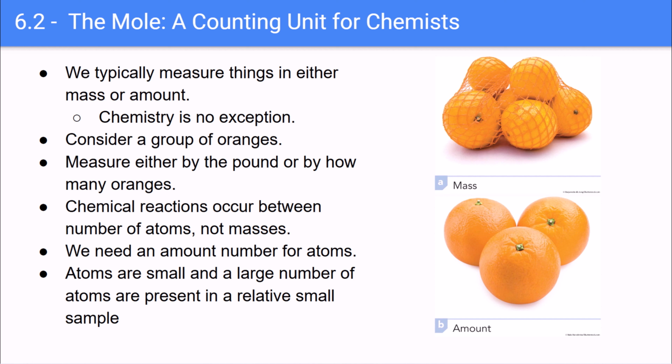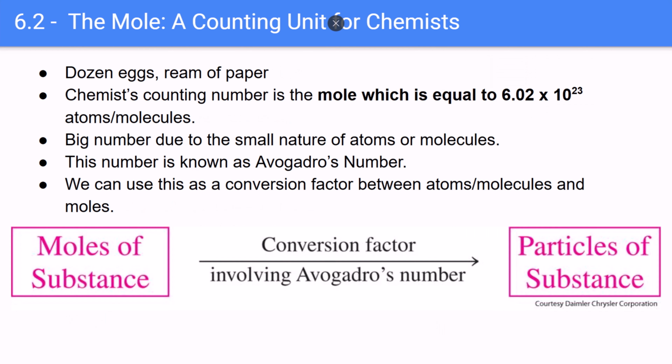Atoms are small, and a large number of atoms are present in a relatively small sample, so we need a relatively large number to take into account the number of atoms present in an amount of something. You can think of a mole as a counting number. A mole is a number that we use in chemistry. A mole is like a dozen of something, right? Regardless of what you have, a dozen of something is always 12, or a ream of paper is always 500 pieces of paper. A chemist's counting number is the mole, which is equal to 6.02 times 10 to the 23rd atoms or molecules, and that is equivalent to a mole of something.